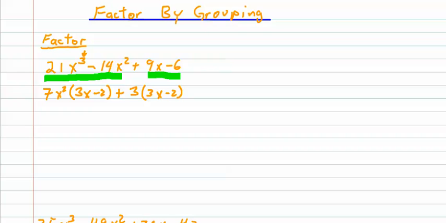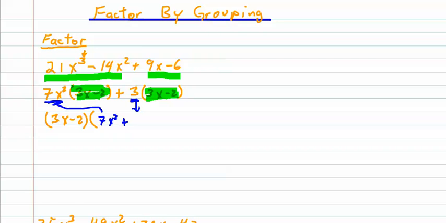Now, when I look at this, 3x minus 2 and 3x minus 2 is a common factor. We're looking for common factors. So that is a common factor, 3x minus 2. And what's left is this 7x squared and this 3. This 7x squared goes here, plus this 3 goes here. Need a little arrow there. 3 goes here, and we're done.